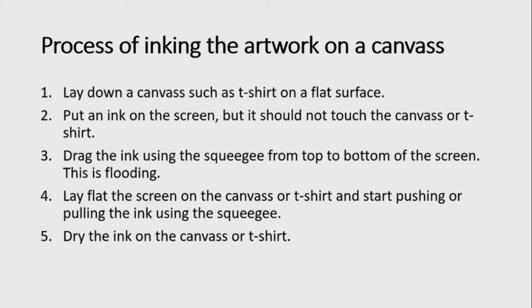3. Drag the ink using the squeegee from top to bottom of the screen. This is flooding. 4. Lay flat the screen on the canvas or t-shirt and start pushing or pulling the ink using the squeegee. You must see the image clearly, and that means the image is successfully transferred on the t-shirt. 5. Lastly, dry the canvas or t-shirt using a flash dryer, a heat gun or simply dry it under the sun.